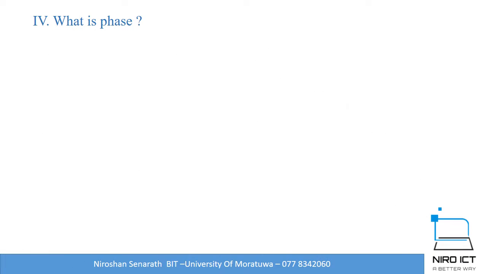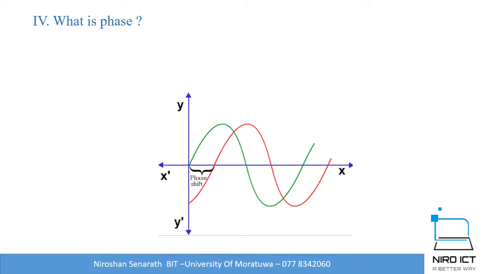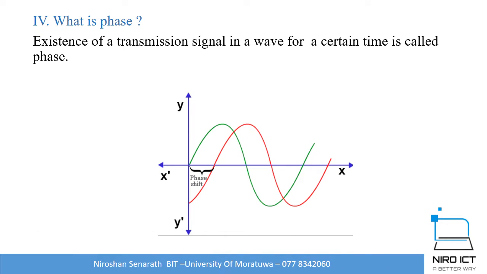Last, what is phase? What does phase mean? The position of a transmission signal in a wave at a certain time is called phase. Here you can say phase shift. This is considered as phase.